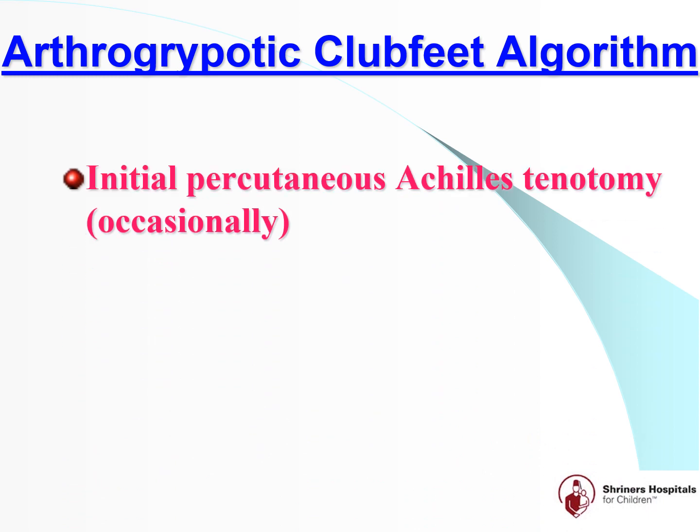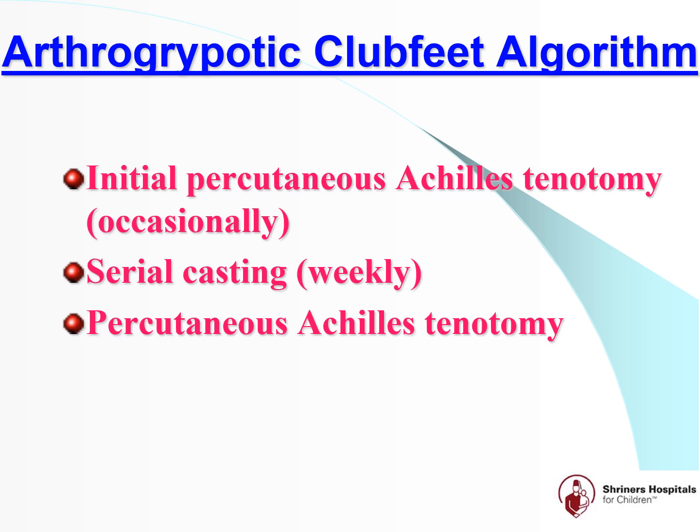Occasionally in the very severe feet, an Achilles tenotomy is done early on or prior to the start of casting. Then, after the foot is corrected by serial casts, the Achilles tenotomy is done or redone to bring the foot flat to the ground. 3 weeks later, the final cast is removed and the bracing is started.